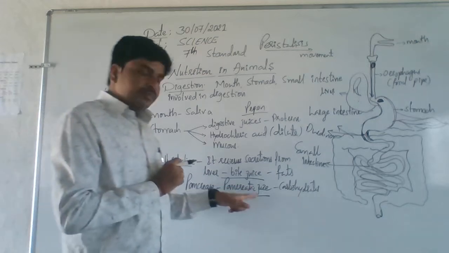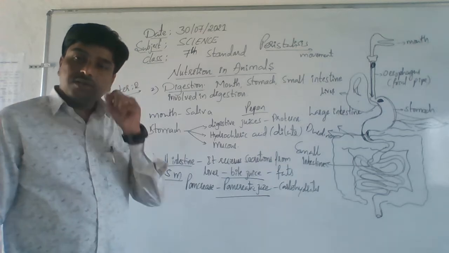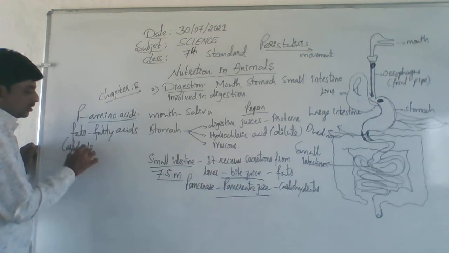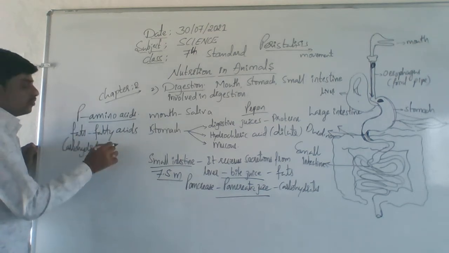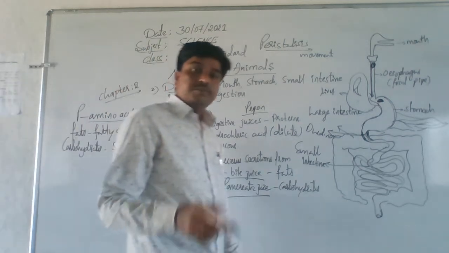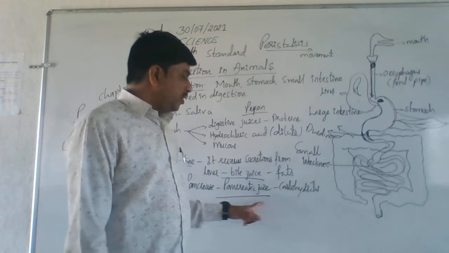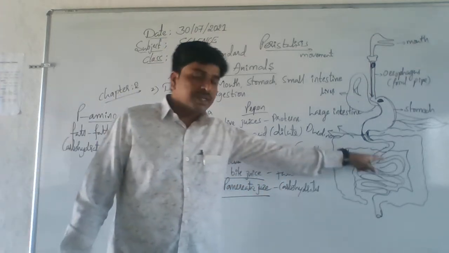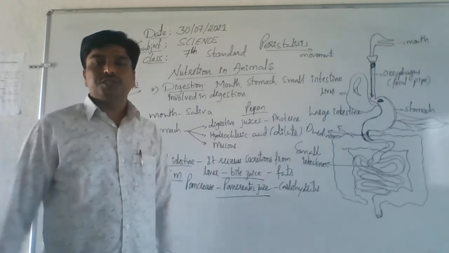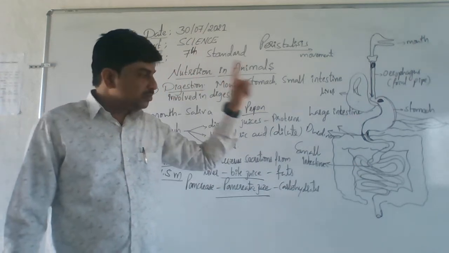So here this pancreatic juice breaks down the carbohydrates. These carbohydrates are broken down to form what? Simple sugars. Understand? So this breakdown of carbohydrates and fats takes place in the small intestine. Understand? Hence we say the complete digestion takes place in the small intestine. Clear or no students?